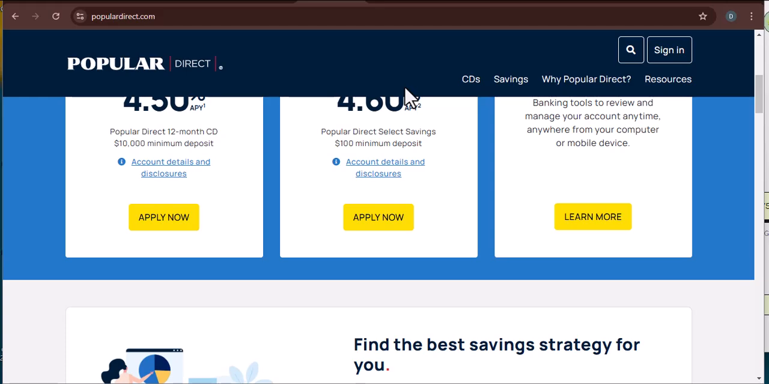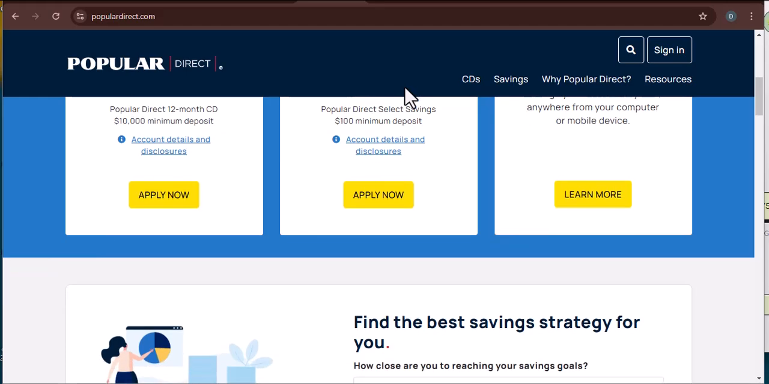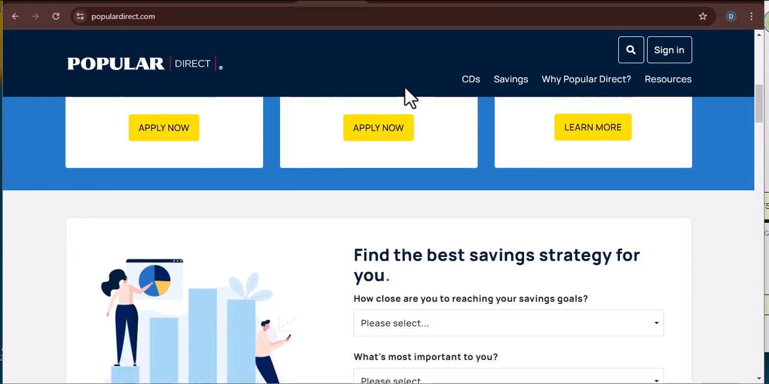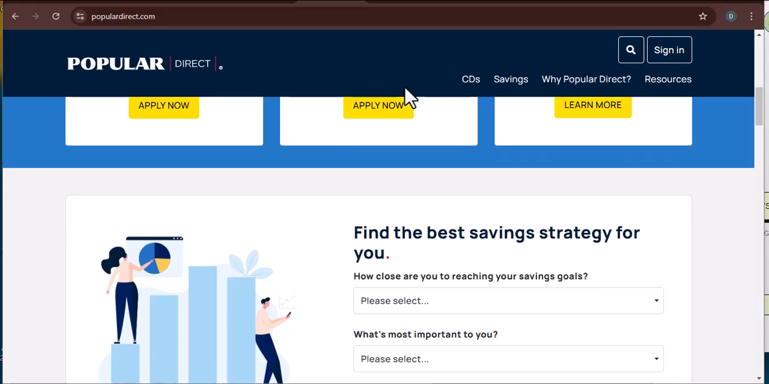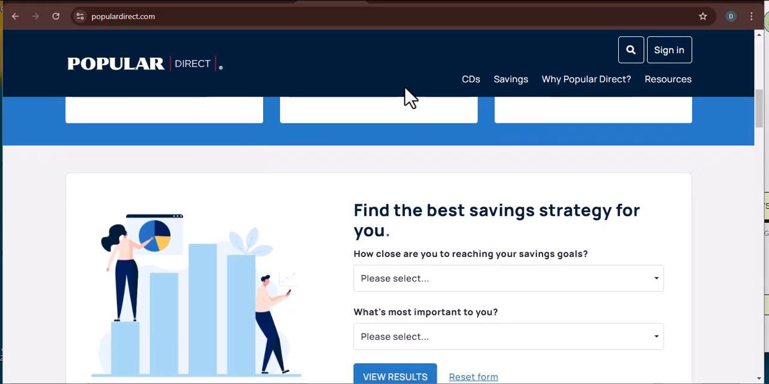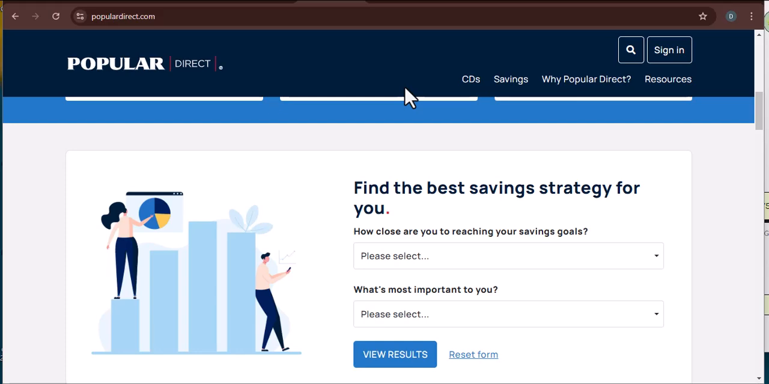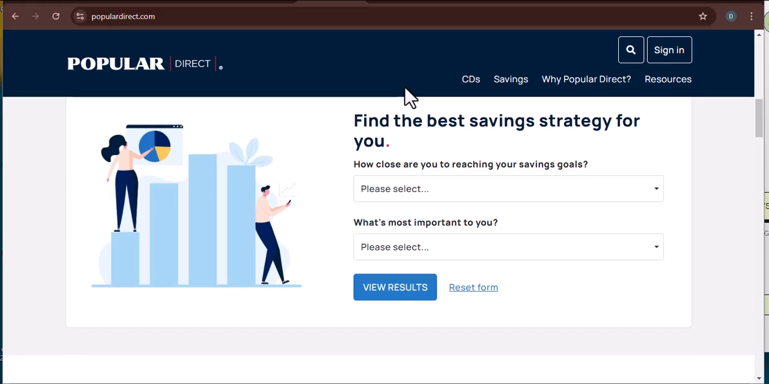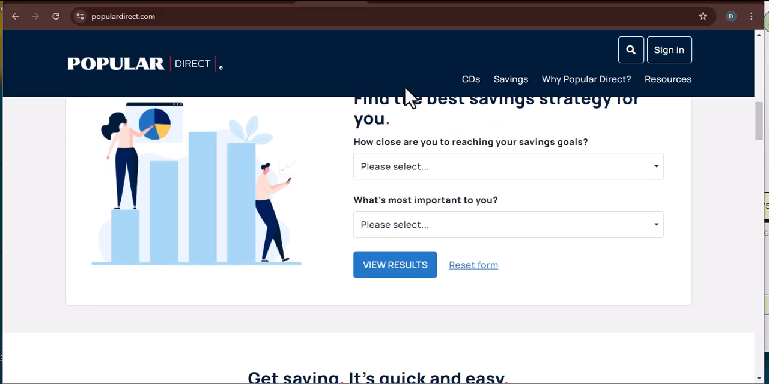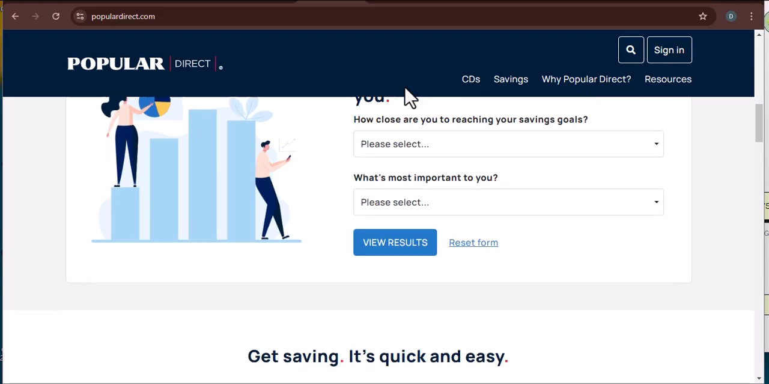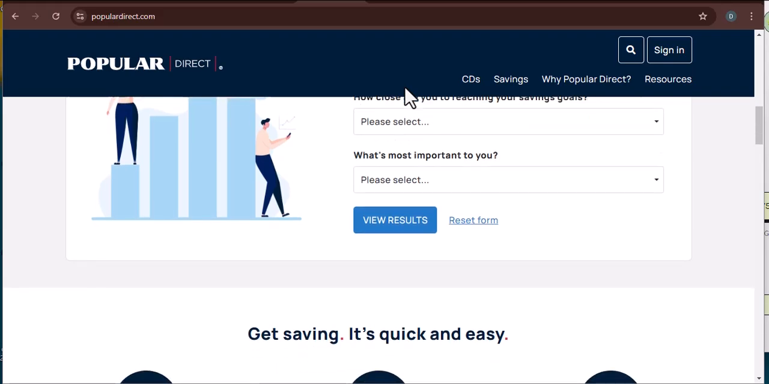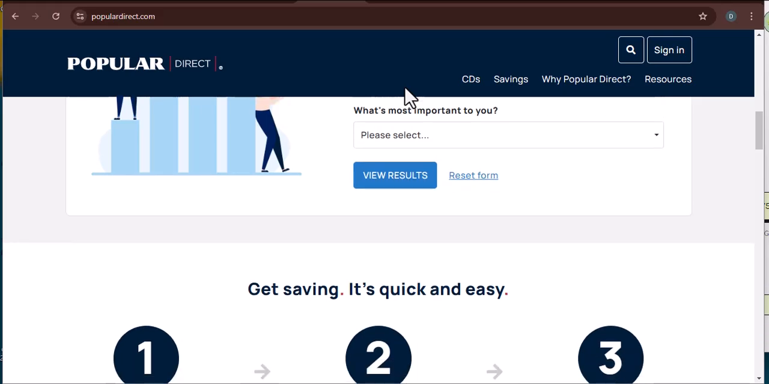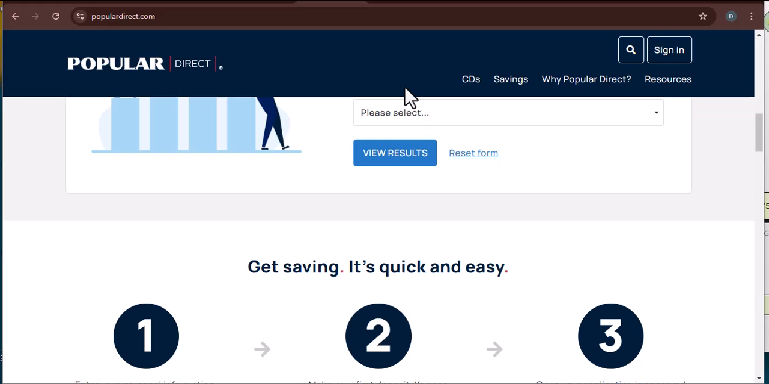Of course, before you can open an account with Popular Direct, you need to make a deposit. So, what is the minimum deposit for Popular Direct? The minimum deposit for Popular Direct varies depending on the type of account you open. For a high-yield savings account, the minimum deposit is $100. For a CD, the minimum deposit is $500. So, if you're looking for a high-yield savings account or CD, Popular Direct is a great option. And with a minimum deposit of just $100 or $500, it's easy to get started.